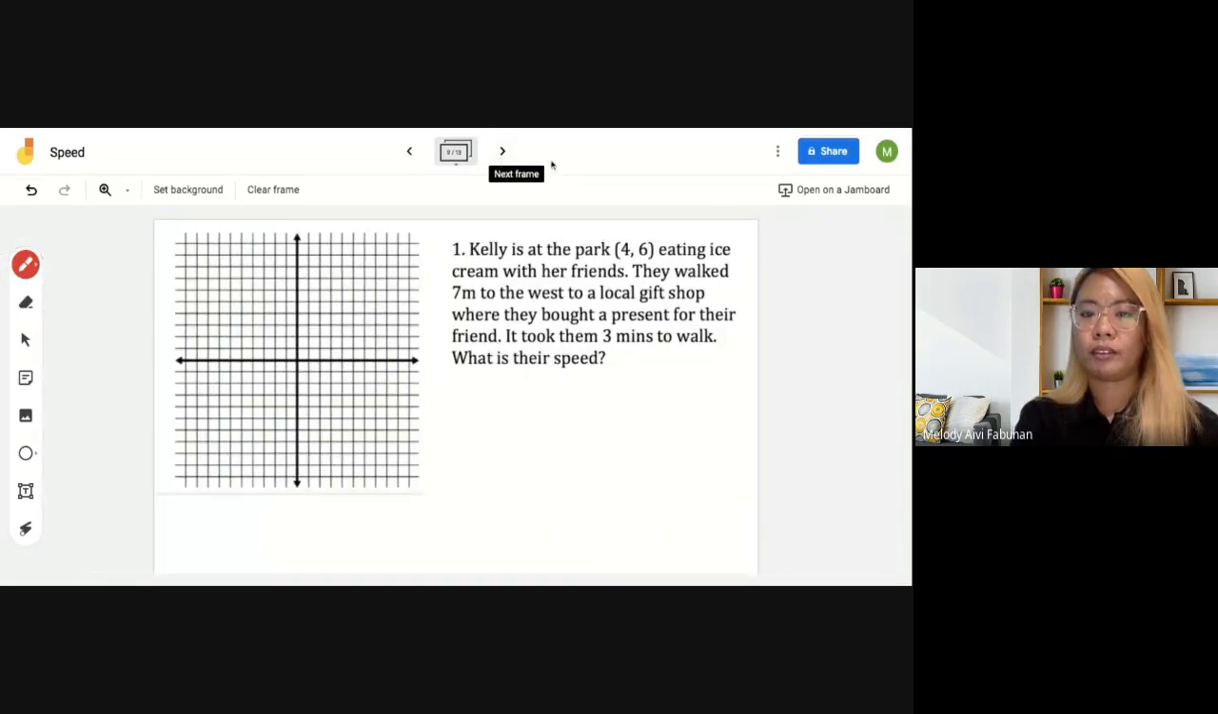This time, we go back to our community. If you will remember our Cartesian plane, nandyan ulit siya. Okay? So sabi niya dito, Kelly is in the park. And the park is located at +4 for the x value and +6 for the y value. So 1, 2, 3, 4, 1, 2, 3, 4, 5, 6. So this is the location of the park. And this is where Kelly and her friends are.